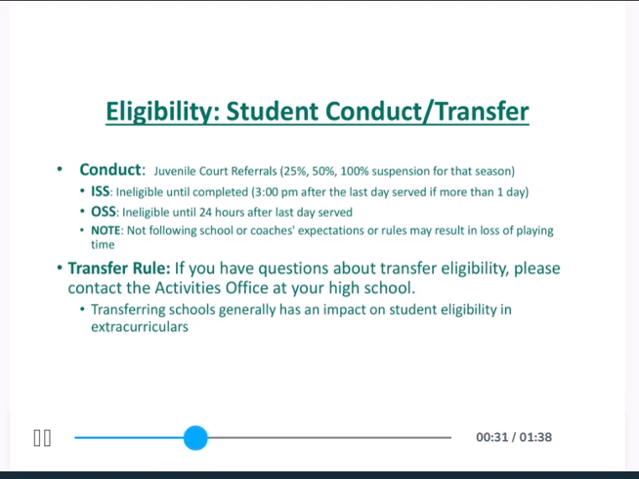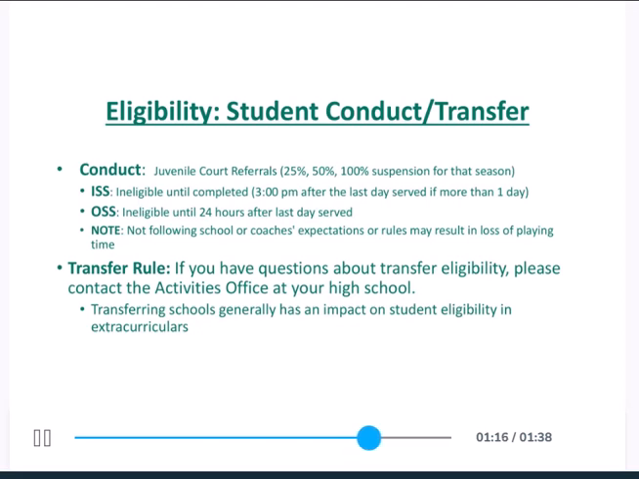ISS, in-school suspension. If a student receives in-school suspension, they are ineligible until that in-school suspension is completed. So for example, 3 p.m. after the last day it's served, if it's more than 1 day. So if a student gets 3 days of ISS, Tuesday, Wednesday, Thursday, their eligibility would resume on Thursday evening after they complete their ISS. Out of school suspension, OSS, student would be ineligible until 24 hours after the last day served. So again, if your OSS results in you being out of school suspended through Thursday, you could play again on Friday evening. Note, not following the school or coach's expectations or rules may result in a loss of playing time as well.